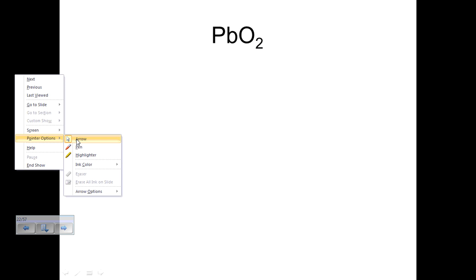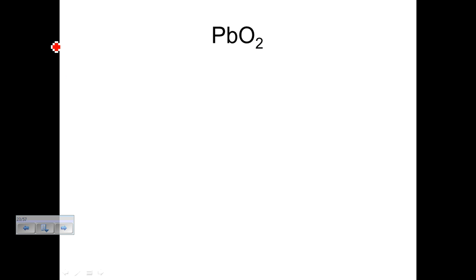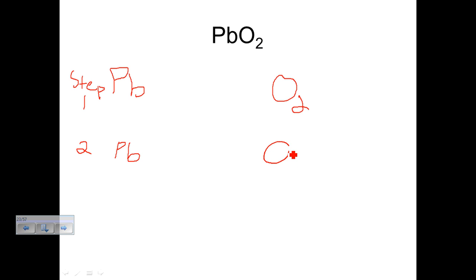So the first part of our SCAC method was to split it up. I have Pb, I have O2. I split it. Now I'm going to count. How many do I have? This is our step 1. Step 2: count up how many I have. Well, I have 1 Pb. I have 2 oxygen. 1 oxygen, 2 oxygen.